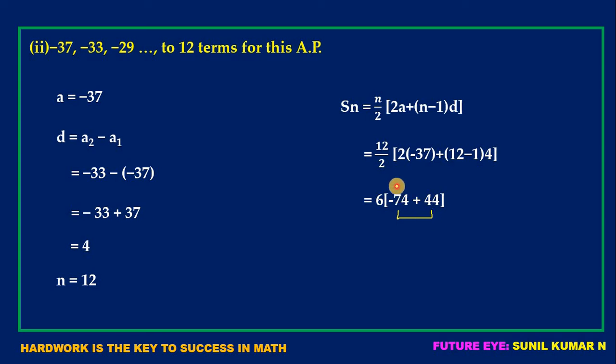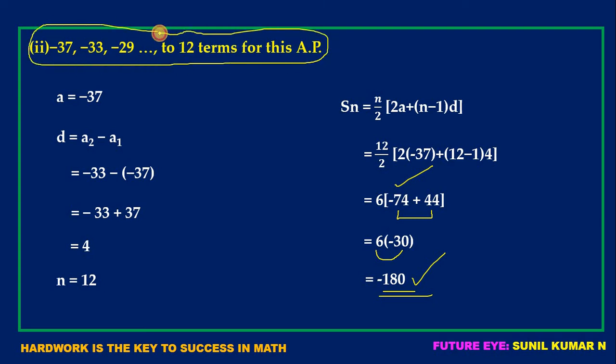ಸೊ ಗ್ರೇಟರ್ ನಂಬರ್ ಯಾವುದು, 74 ಮುಂದೆ ಮೈನಸ್ ಸೈನ್ ಇದೆ, ದೇರ್ ಫೋರ್ ಯು ಹ್ಯಾವ್ ಟು ಕೀಪ್ ಮೈನಸ್ ಸೈನ್. ಸೊ ಎಷ್ಟು ಬರುತ್ತೆ, minus 30 ಬರುತ್ತೆ. ಈಗ 6 ಇಂಟು minus 30 ಅಂದರೆ ಎಷ್ಟಾಗುತ್ತೆ, ಸೊ 6 ಇಂಟು 3 18, 0 ರೈಟ್ ಆಸ್ ಇಟ್ ಈಸ್. ಸೊ 180 ವಿ ವಿಲ್ ಗೆಟ್, ಇಟ್ ಮೀನ್ಸ್ minus 180. ಸೊ ಇಟ್ ಈಸ್ ದ ಸಮ್ ಆಫ್ 12 terms of this AP. So you have to understand like that.